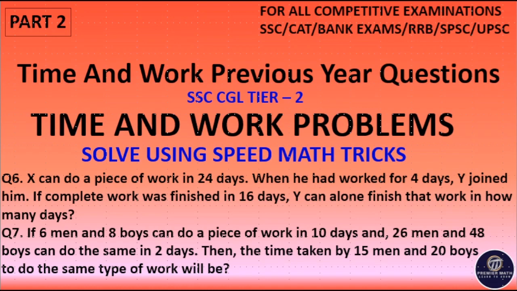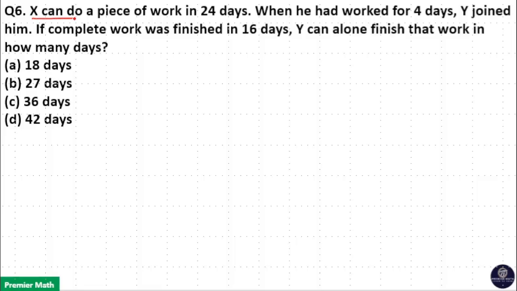Our first question is, X can do a piece of work in 24 days. When he had worked for 4 days, Y joined him. If complete work was finished in 16 days, Y can alone finish that work in how many days?